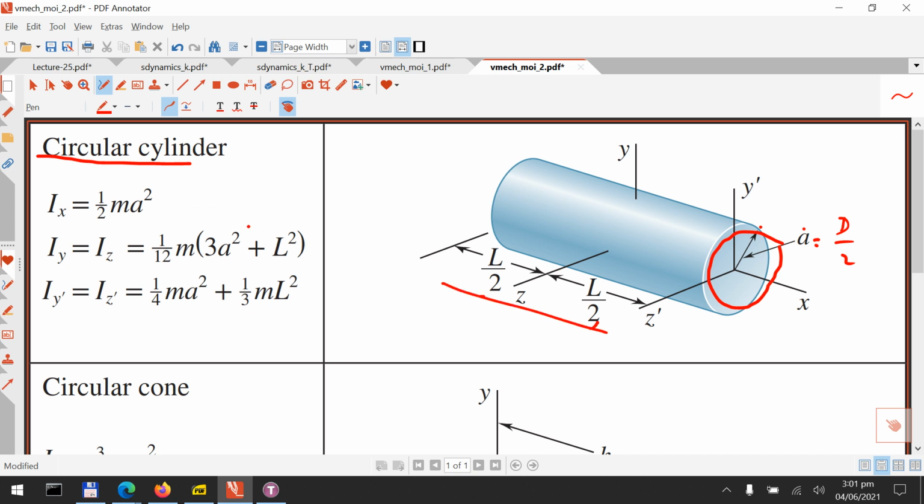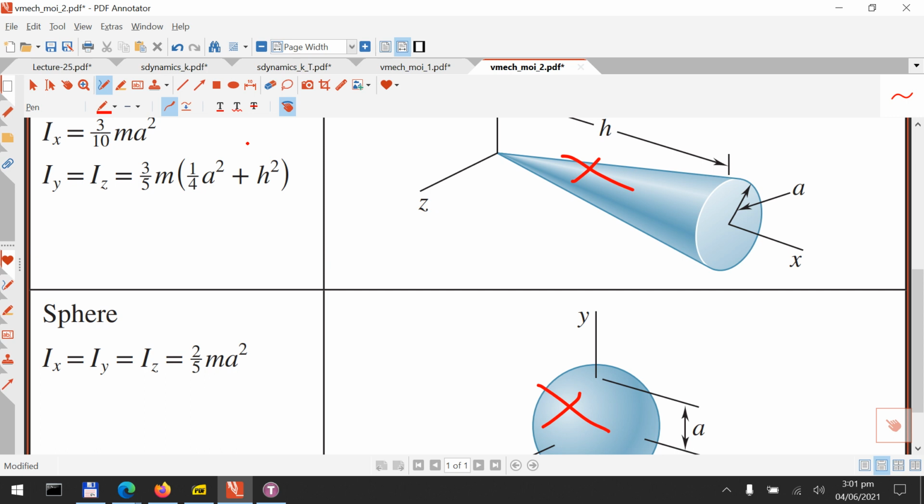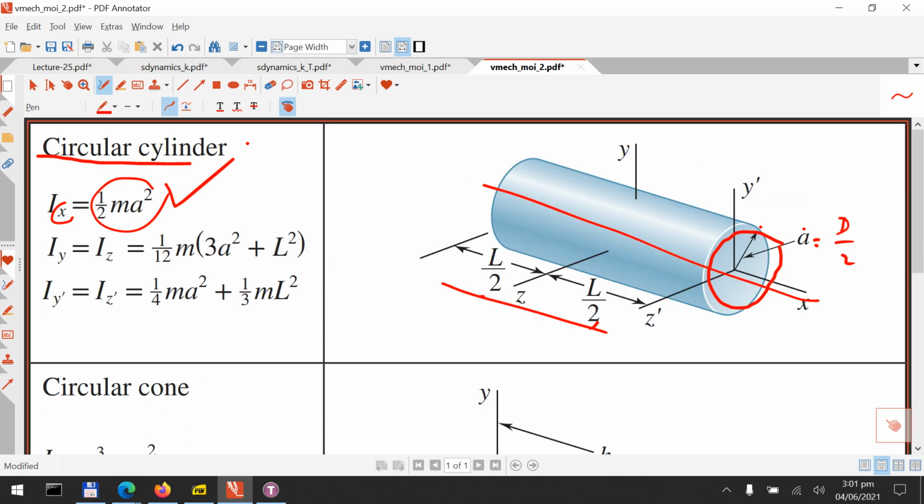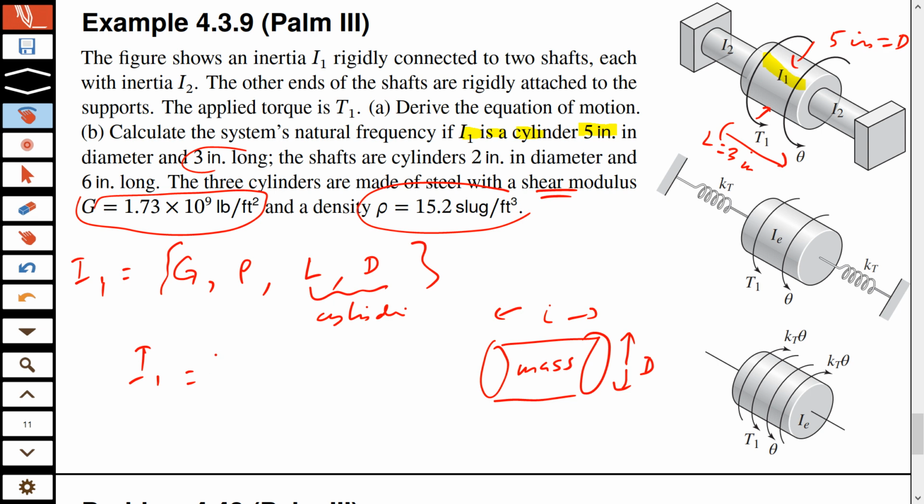And length is given. And if you use this formula, the first one, because this is about the axis of rotation, so I will use this formula, and remember there I use the total mass m. Okay, so I can now get the inspiration for that from that table, and my formula for I1 will be half m1, mass of the central cylinder, times the square of the diameter, d squared.